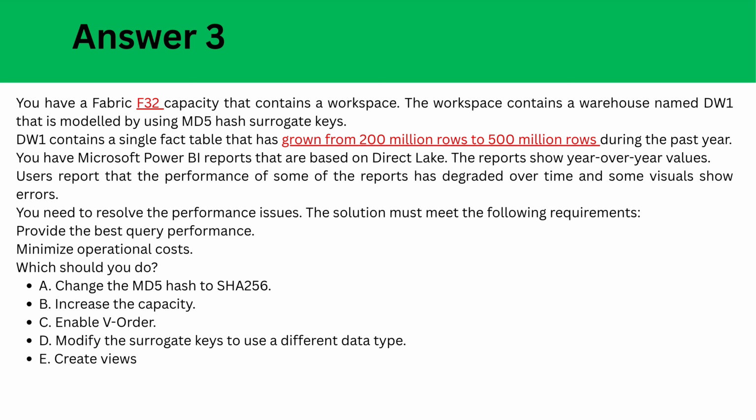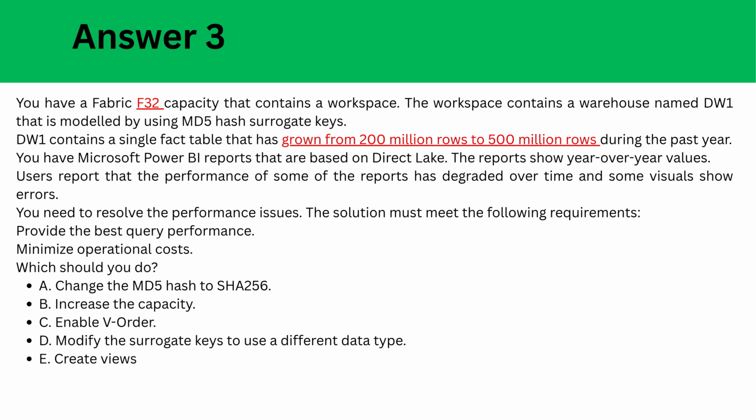Option C. Enable V-order. V-order applies special compression and sorting to Parquet files for faster reads. It's a great optimization for Delta tables, and yes, it improves Direct Lake performance. But here's the thing. V-order doesn't reduce the number of rows. You still have 500 million rows. You're still over the 300 million guardrail. V-order can't bypass a capacity limit. It makes things faster within the guardrail. It doesn't fix a guardrail violation.